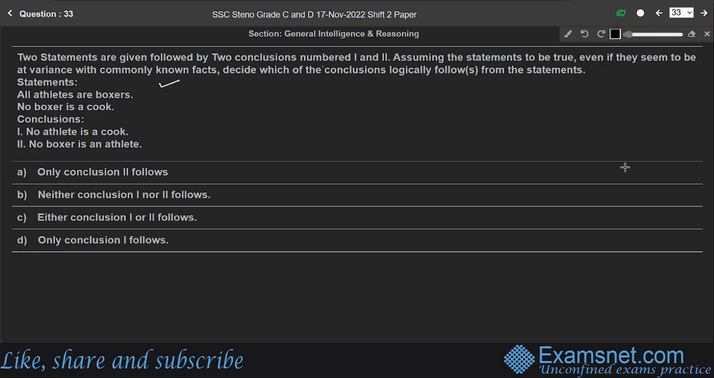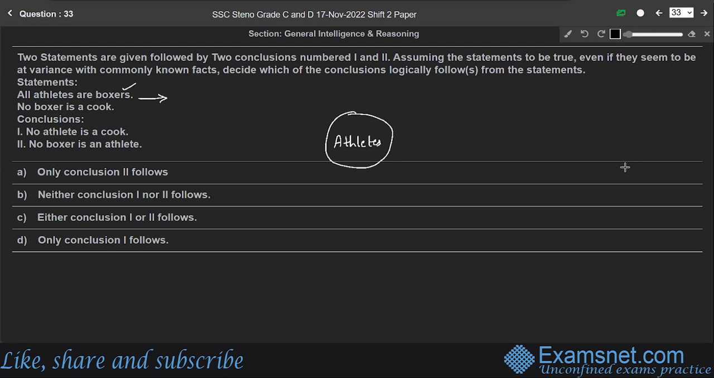Question 33. Two statements are given followed by two conclusions numbered 1 and 2. Assuming the statements to be true, even if they seem to be at variance with commonly known facts, decide which of the conclusions logically follow from the statements, right? Let us represent these statements in the form of Venn diagram. We'll consider the first one. All athletes are boxers. So we'll consider a set of athletes, and the set of boxers separately.